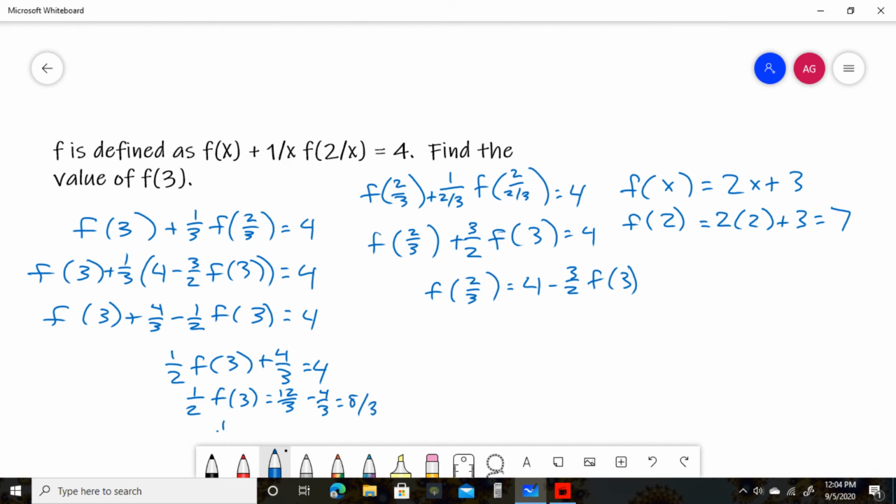And so 1/2 f(3) equals 8/3, which means that f(3) is going to be equal to 16 over 3.